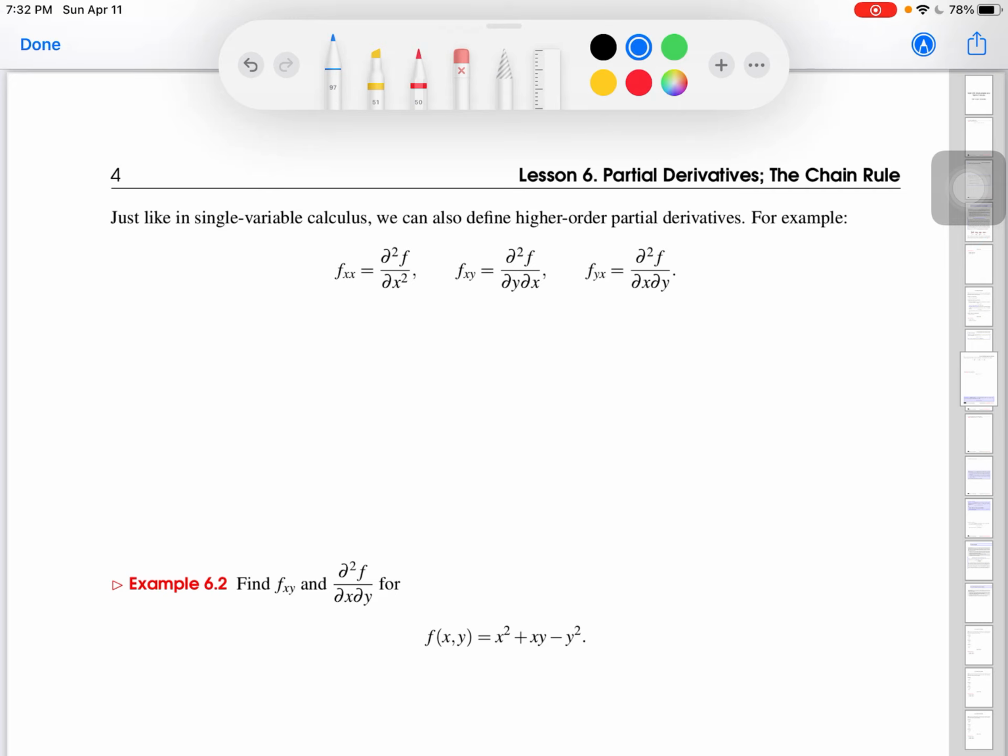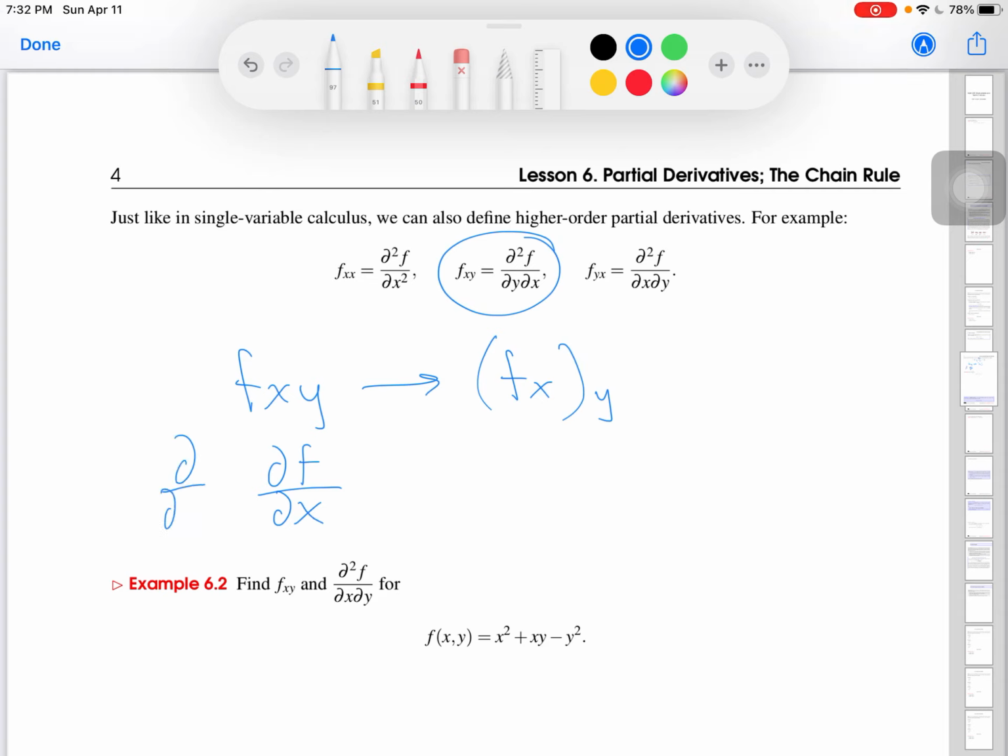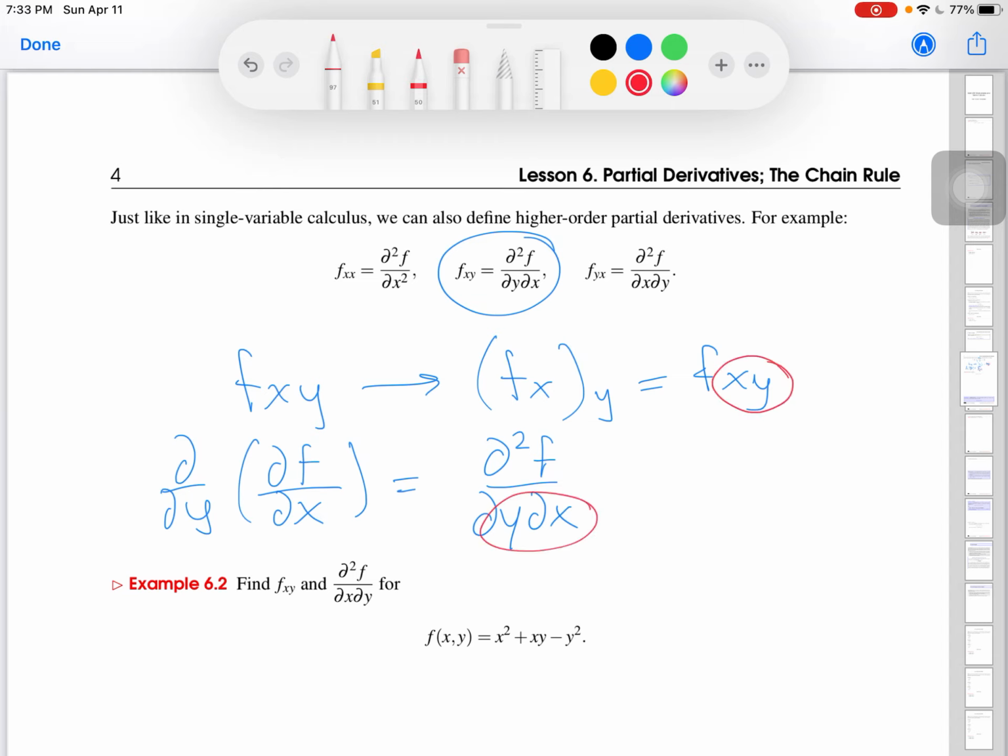One thing to notice about notation, look here. So fxy means first you calculated the partial with respect to x, and then with respect to y. On the other hand, if I do ∂²f/∂y∂x, it means you first calculated the partial with respect to x, and then if you calculate the partial with respect to y of that, you would get the second partial, ∂y ∂x. Very important, notice that these letters are in reverse order. And this is the whole point of this equality here.